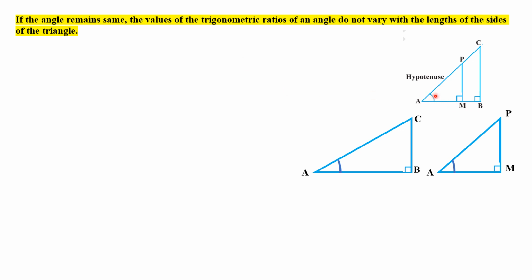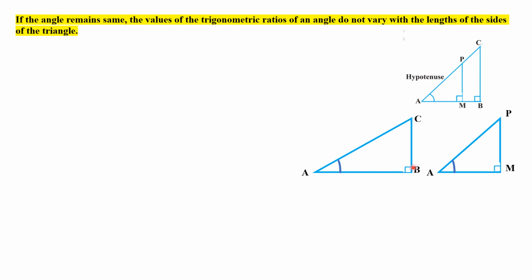Though the lengths of the sides of both the triangles are different. We can see I have drawn both the triangles separately also. So here is AMP, here is ABC. Both are having the same common angle. And what it says, if the angle remains same, the values of trigonometric ratios of an angle do not vary with the length of the sides of the triangle. Now let's understand this in detail.